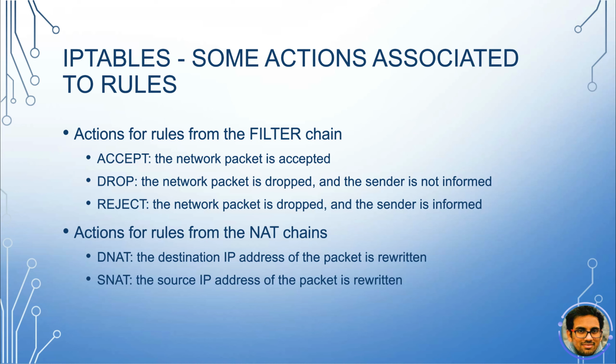Moving on to the NAT table, we encounter two powerful actions. DNAT, or destination NAT, allows us to rewrite the destination IP address of the packet. This can be handy in scenarios where we need to redirect traffic to a different destination. Conversely, we have SNAT, or source NAT, which empowers us to rewrite the source IP address of a packet, providing flexibility in managing how our network appears to the external world.